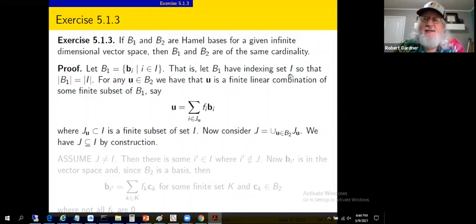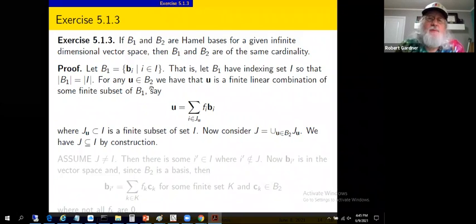So B1 has this set capital I as an indexing set, and so the cardinality of B1 is the cardinality of the indexing set. For every basis vector, there's an index. That's all that means. Now let's go over to the other basis, B2. We're going to write the elements of B2 in terms of the elements in B1, as linear combinations of these vectors. And then we'll flip the roles of B1 and B2 right at the end and reverse an inequality.